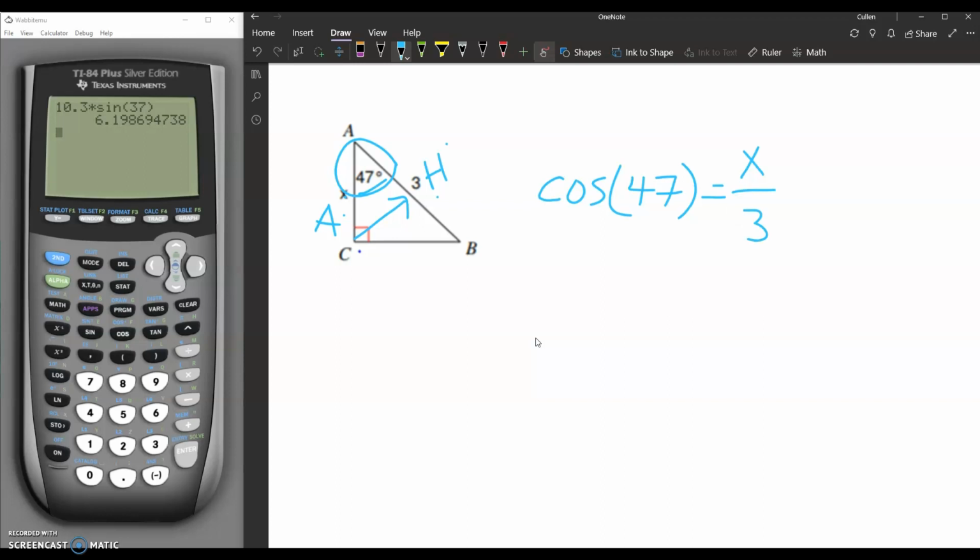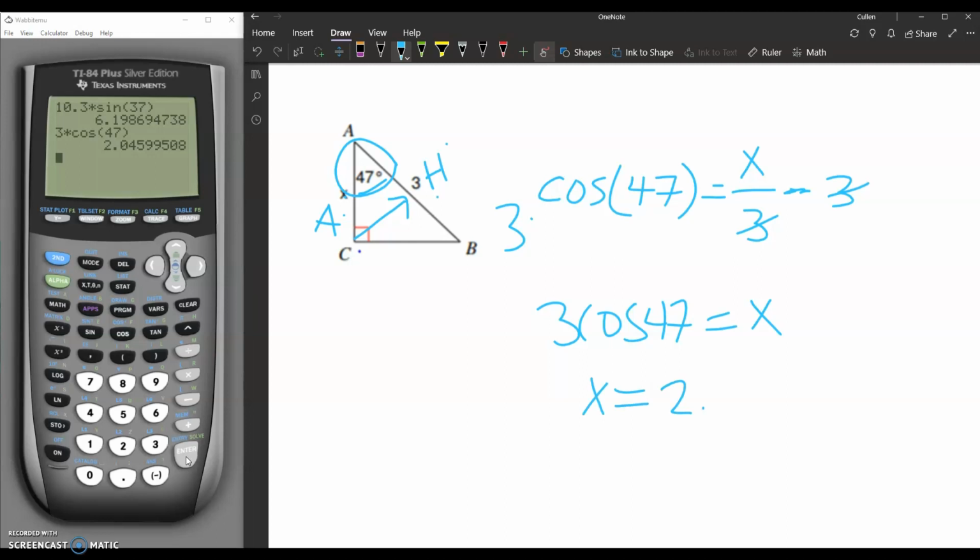So now let's multiply both sides by 3. When this is in the denominator, you multiply both sides by 3. And that will give you 3 cosine 47 equals, these cancel out, so you see it'll equal x. Okay, so we're going to do 3 times cosine 47 on our calculator, and it will spit out, there we go. So our answer is 2.04. You can just round it to 2. You can put 2.04 if you want, but 2 or 2.0, 2.04, that's all fine.